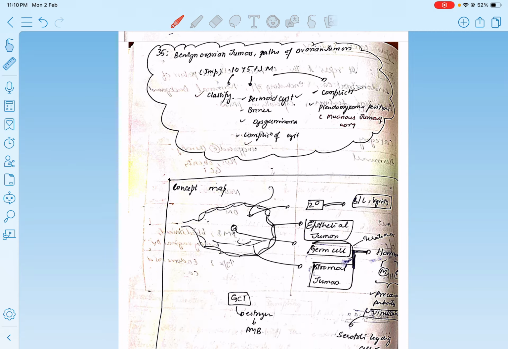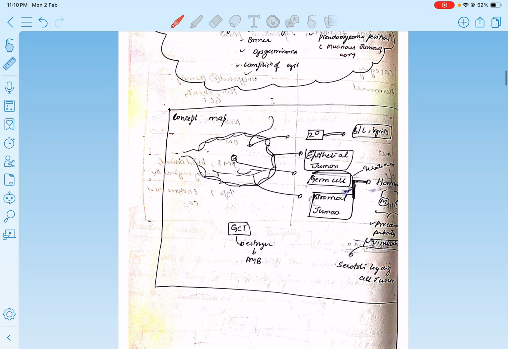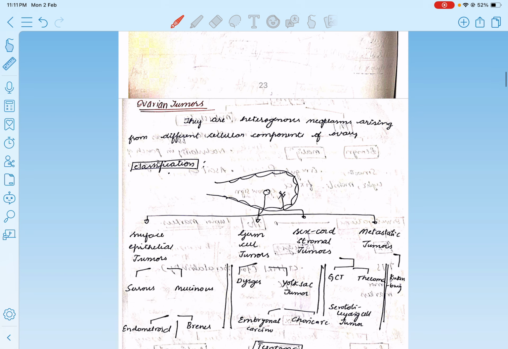Okay, now coming to the benign ovarian tumor part. So again, this is the concept map. First, to understand what are the tumors which can be present, again, first you need to know what is the surface epithelium made up of. Again, based on that, you might have surface epithelial tumors. Then again, germ cell is there. Then again, sex cord and stromal are there. Again, you have metastasis. So based on that, you need to derive everything from it.